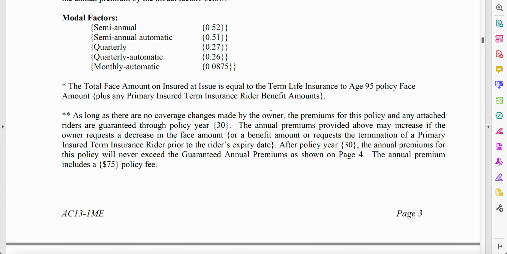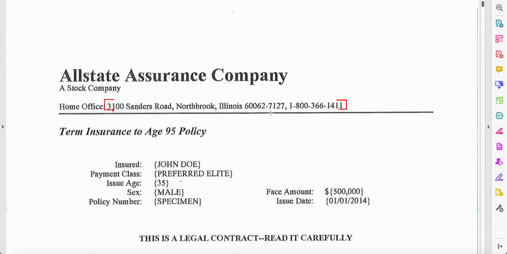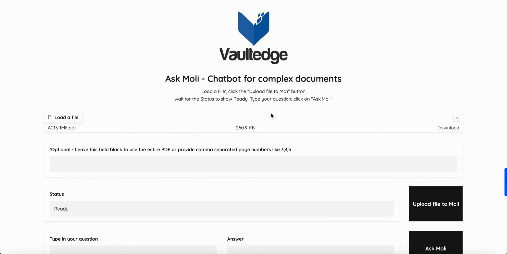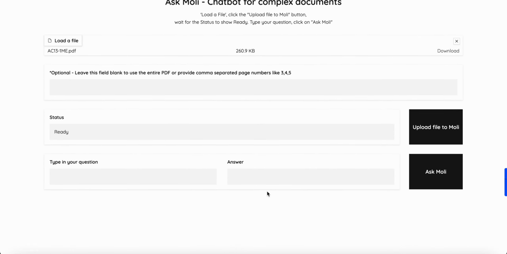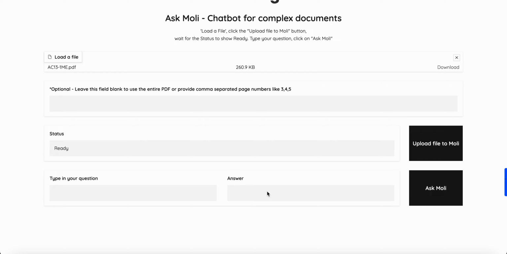So this is the document that we just uploaded into the system. This is an 18-page document, and it states one particular insurance policy. And by the way, this is a publicly available document, and we downloaded this from the Illinois Department of Insurance website. We just uploaded this particular file into Vaultedge LLM solution, and all it took was just a couple of seconds for the system to process it. Now let's go ahead and ask any questions that we have against this document.